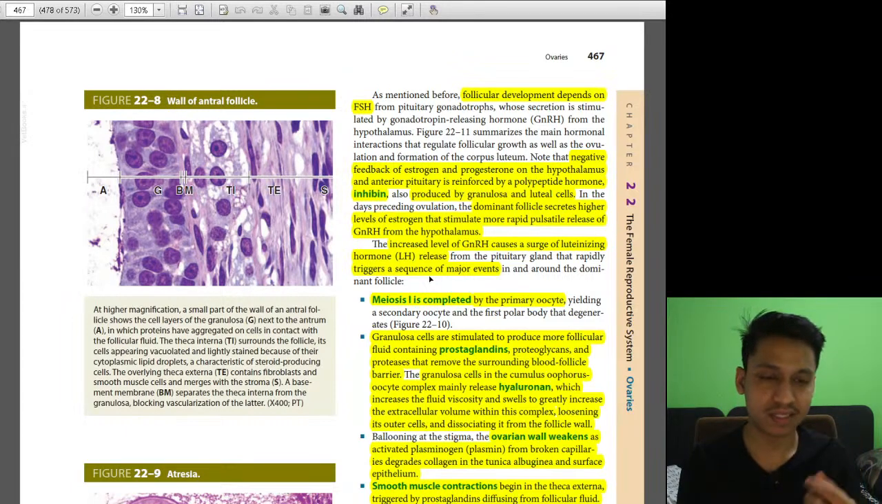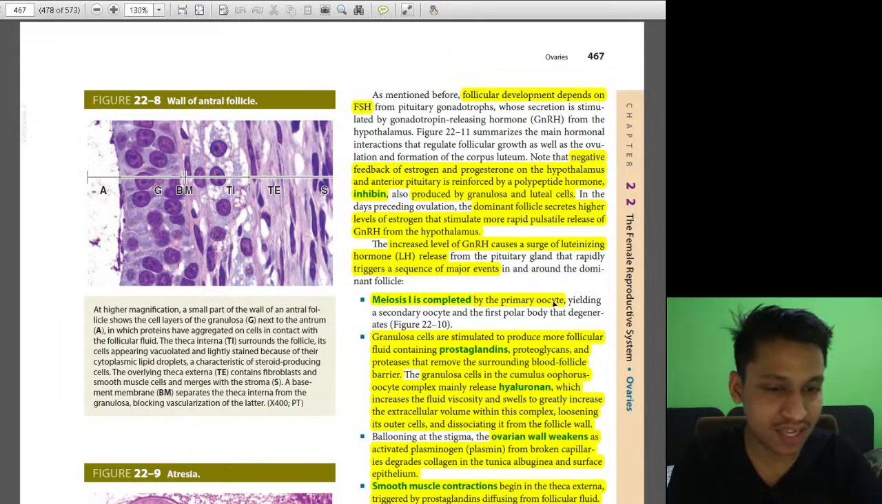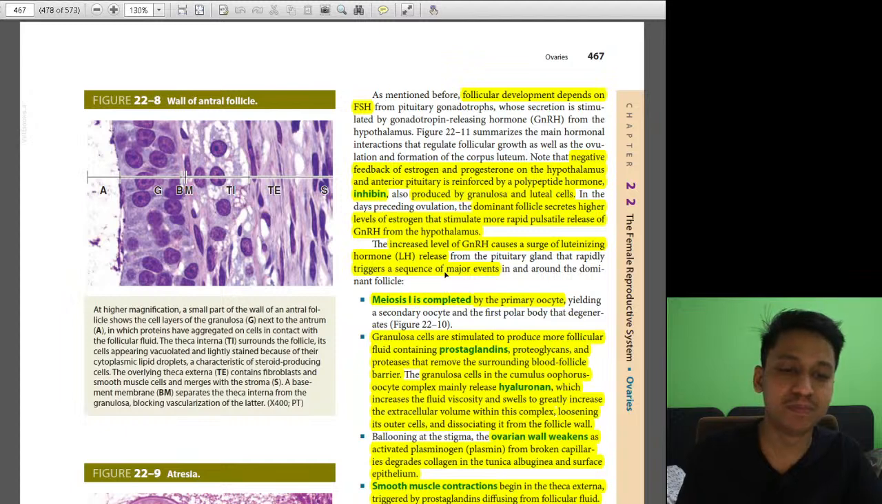So meiosis one is completed by the primary oocyte. As I said, just before ovulation in the mature follicle, our oocyte will complete its first meiotic division, and the second meiotic division never gets completed if there's no fertilization. And if there is fertilization, we'll see what happens. So meiosis one is completed by the primary oocyte, yielding a secondary oocyte and the first polar body that degenerates.